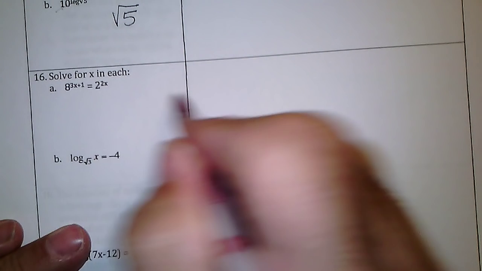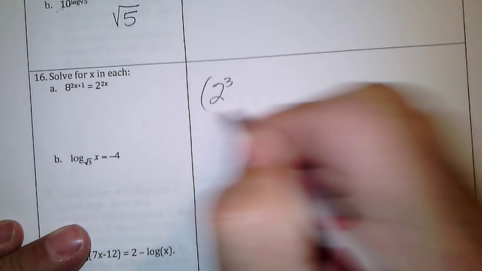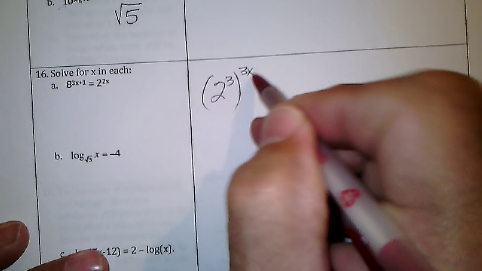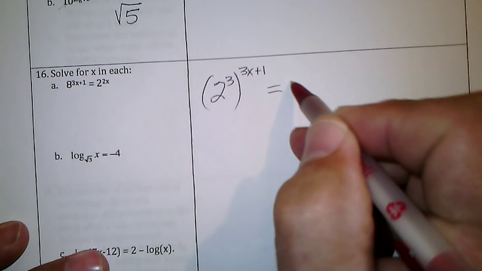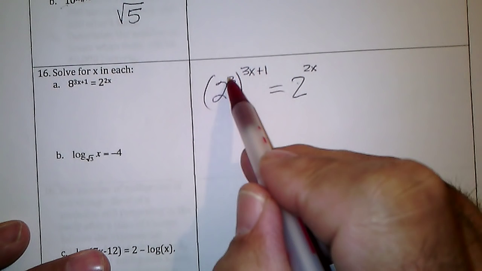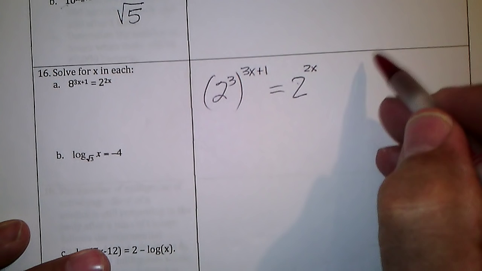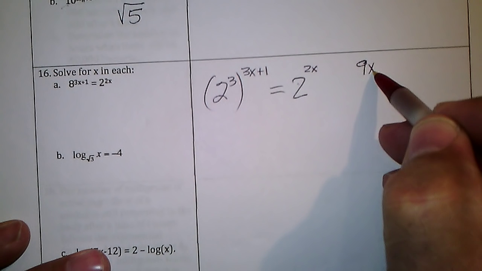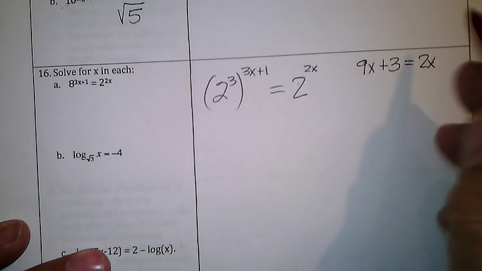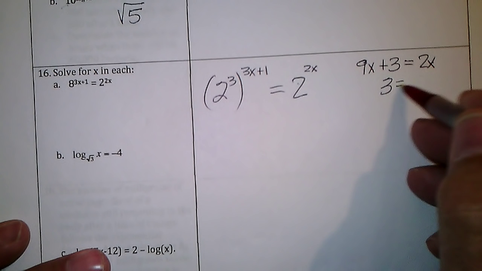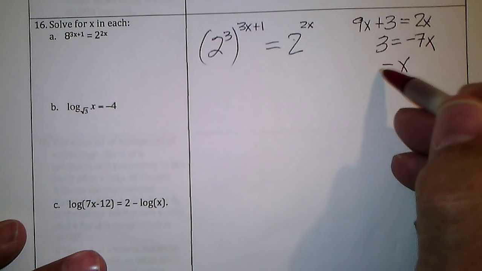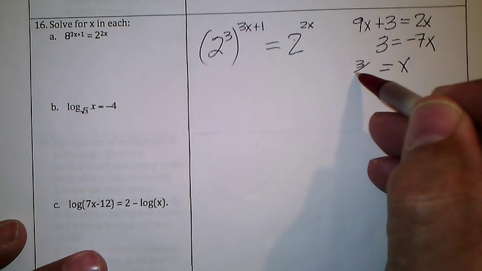8 is 2 to the third, so I get 2 to the third to the 3x plus 1 equals 2 to the 2x. Since they have the same base, the power is going to be the same, and I have to multiply the power, so I get 9x plus 3 equals 2x. Subtract 9x, and I get 3 equals negative 7x. Divide by negative 7, and I get x equals 3 over negative 7.